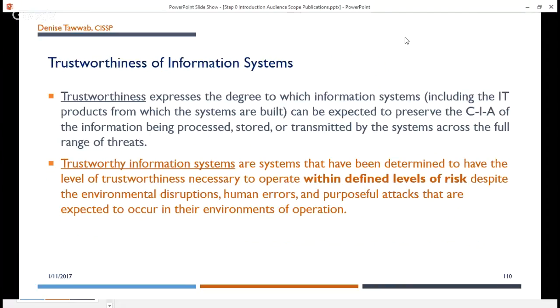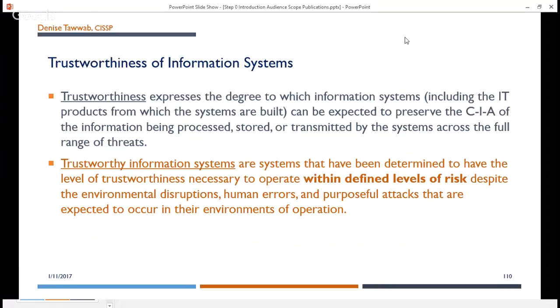All right, let's talk about the trustworthiness of information systems. And we actually have a few more slides to go, so I think I'm probably going to break this presentation up, but I'll keep going for now.